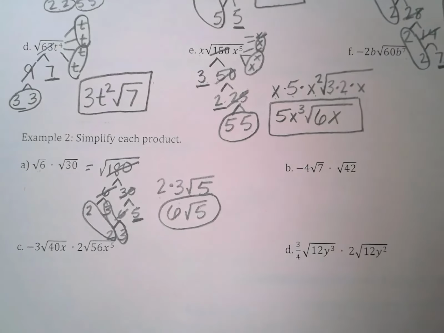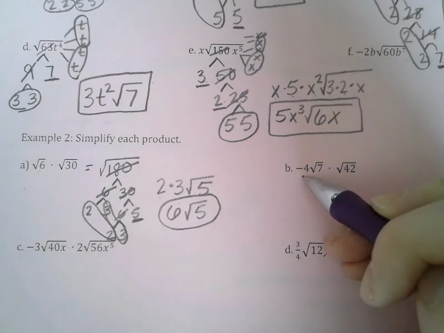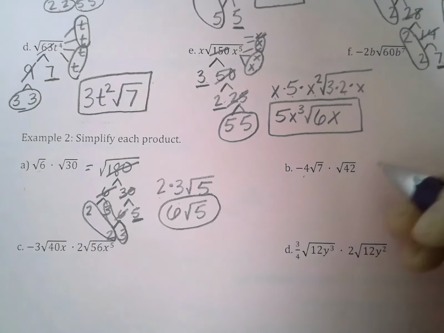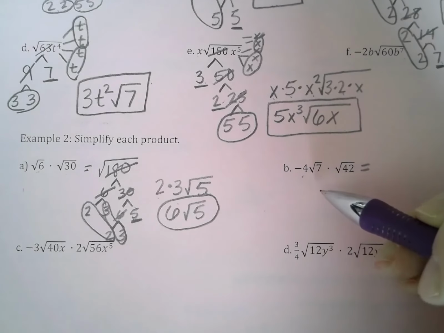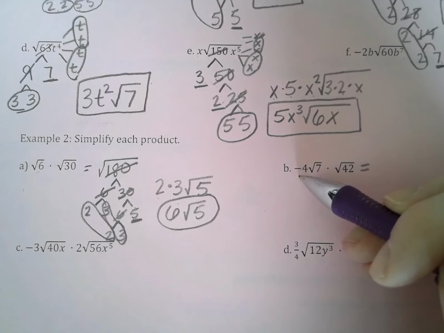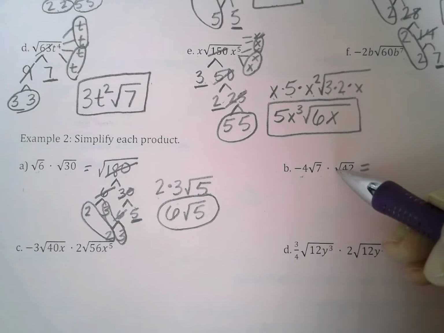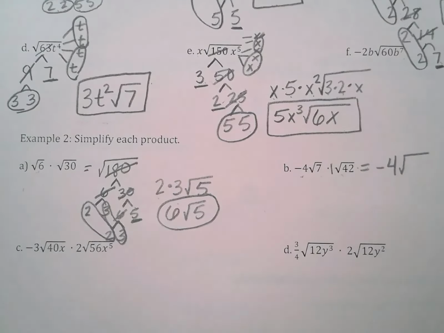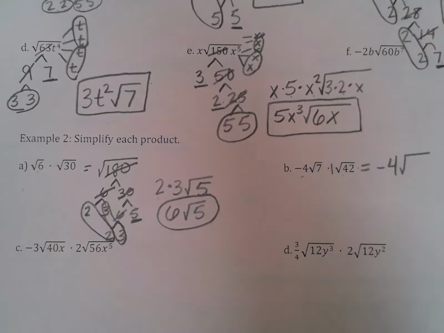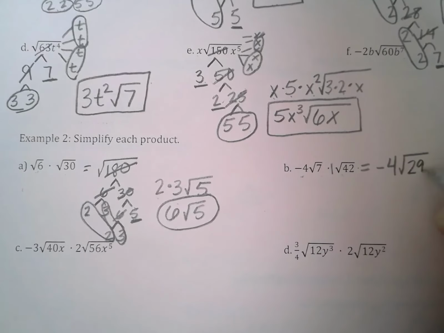For letter B, I have numbers on the outside and numbers on the inside. Well, that's pretty easy. I just multiply the outsides together and then I'll multiply the insides together. So negative 4 times, remember this is an invisible 1, gets you negative 4. Square root of 7 times 42 is going to be 294.